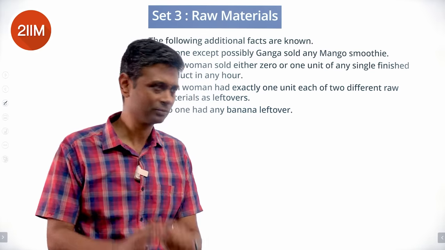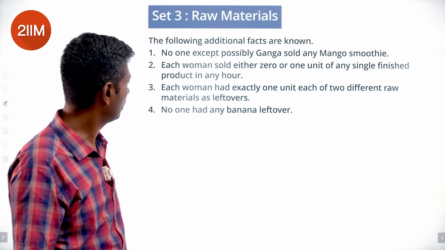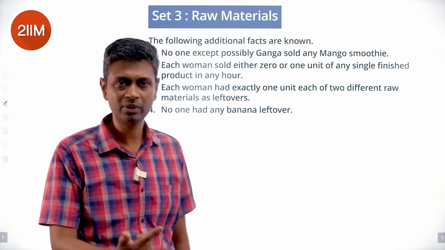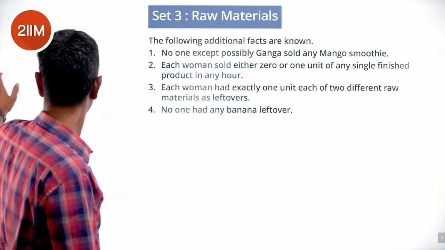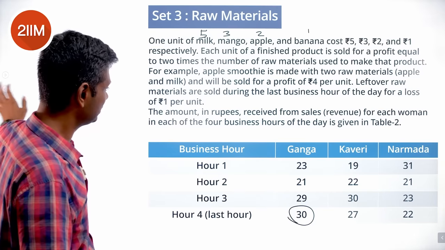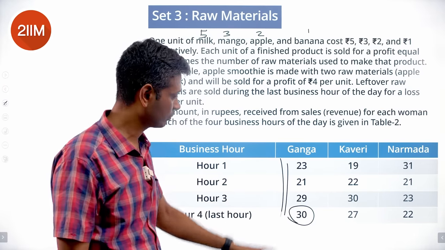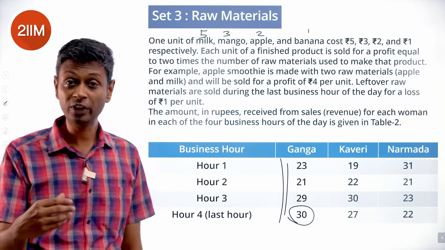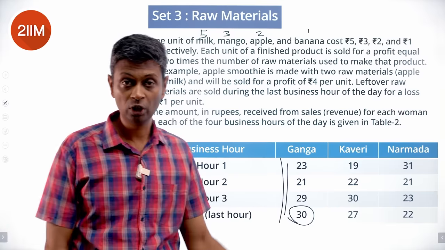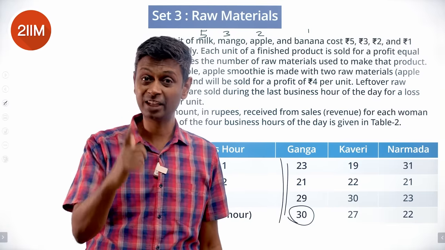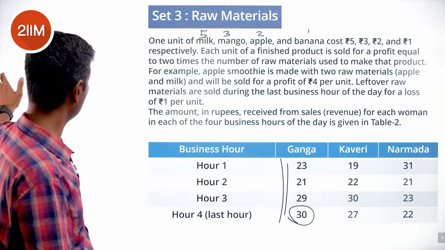So milk and mango, mango and apple, milk and apple. Lovely. So the crucial part here is accounting for this money. This is the revenue. So we need to figure out the selling price. We know the cost of each of these. We know the profit, so we can find the selling price. Let's first attack that before we do anything else.